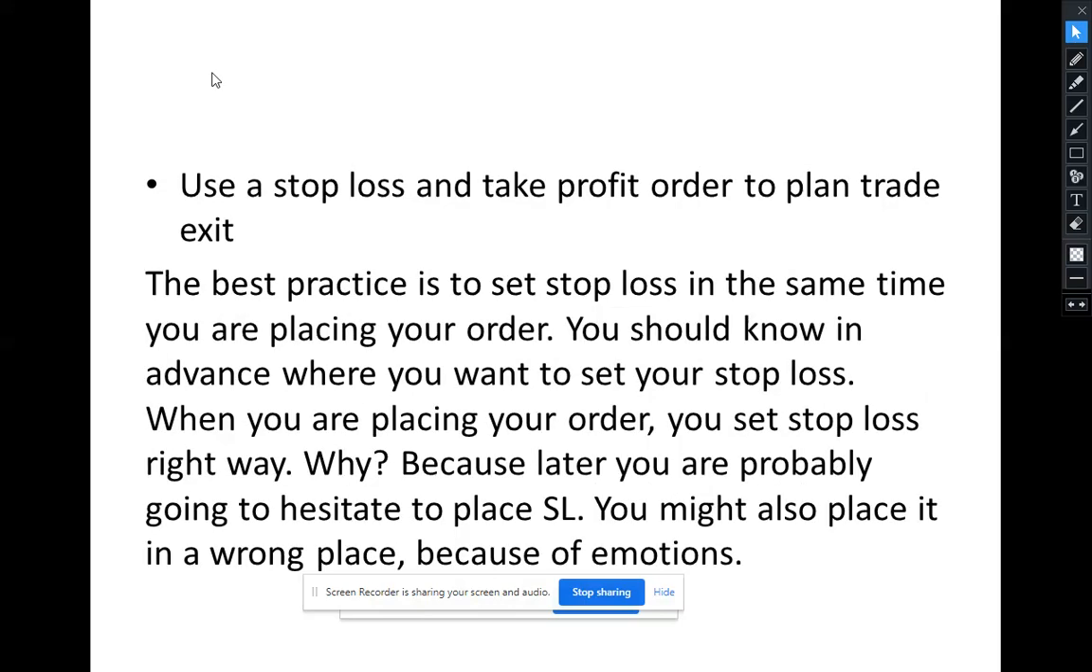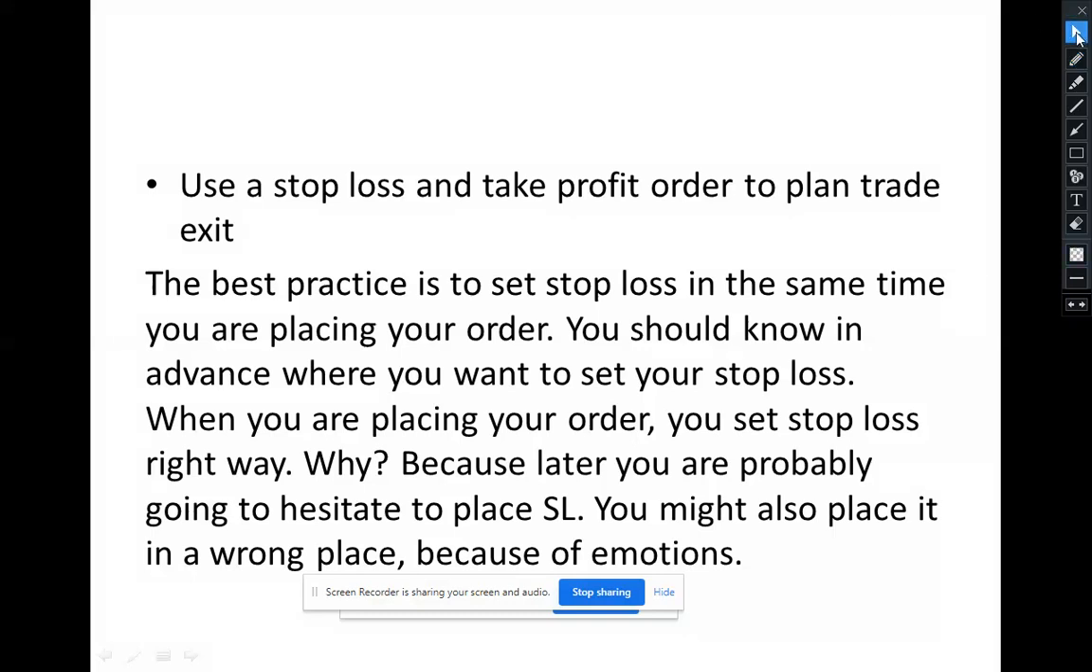Then use stop loss. Any trade you take, always use stop loss. So know that you have a $10 account. For instance, if you have a $10 account and the stop loss you want to use is more than the $10 account, that is not trading. You should know how much you want to risk in every trade. So always remember to use stop loss.